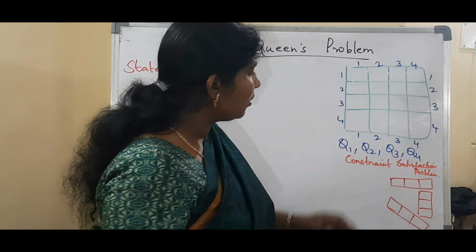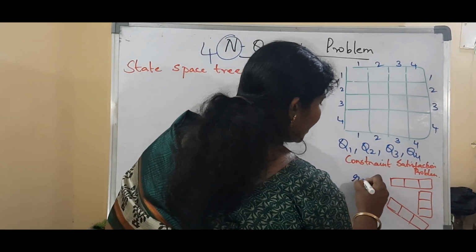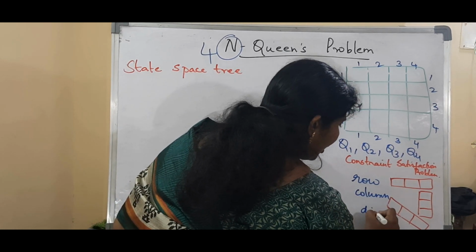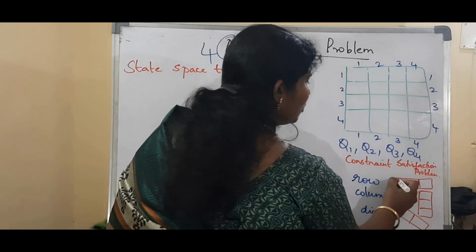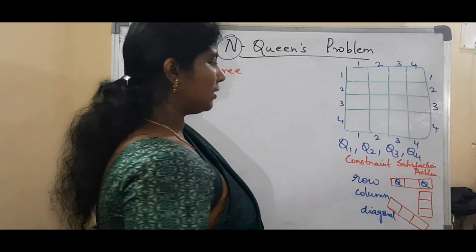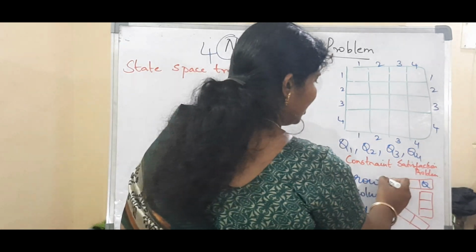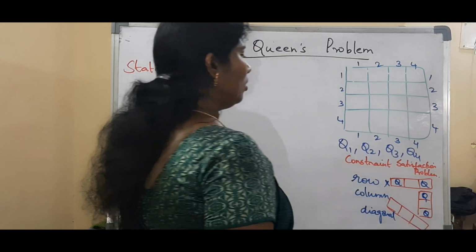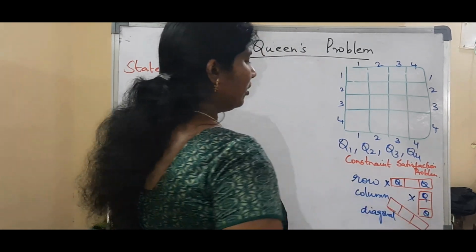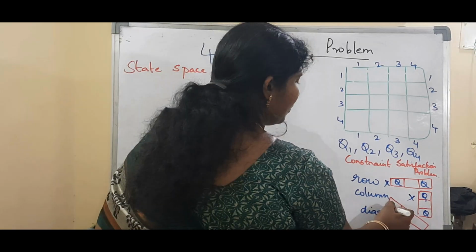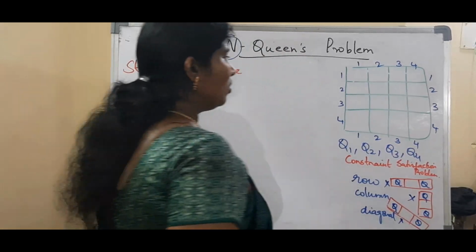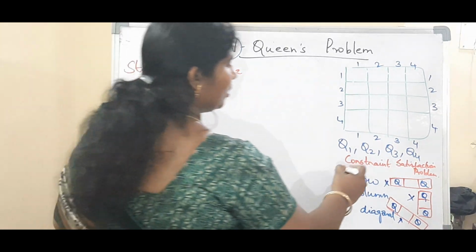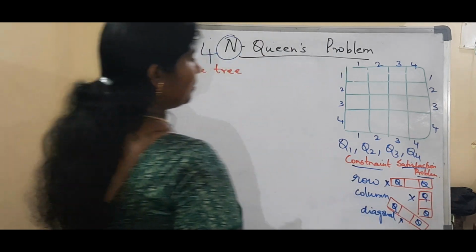The constraints are that no two queens are to be present in the same row, in the same column, or diagonally. If 2 queens are present in the same row, it is a false condition. If 2 queens are present in the same column, it is not acceptable. And if 2 queens are present in the same diagonal, then this is also a condition we cannot satisfy. So this is the constraint satisfaction problem being given.